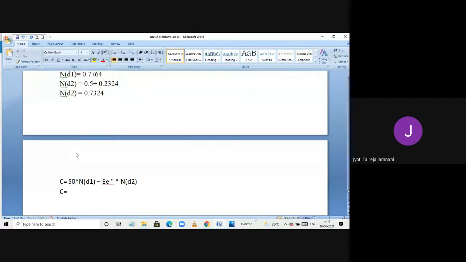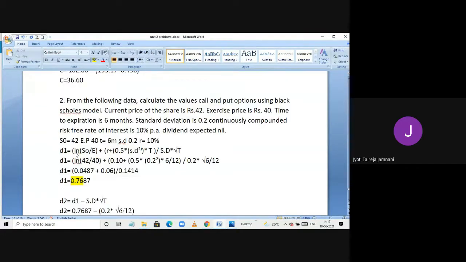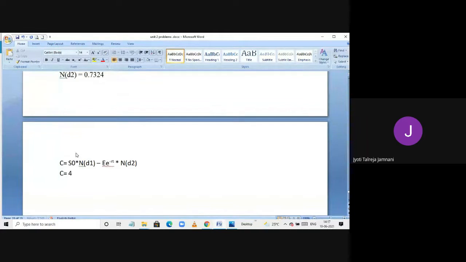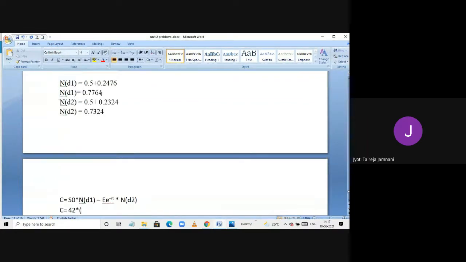So C is equal to S naught. S naught is 42 into ND1, which we found here, table value 0.7764.